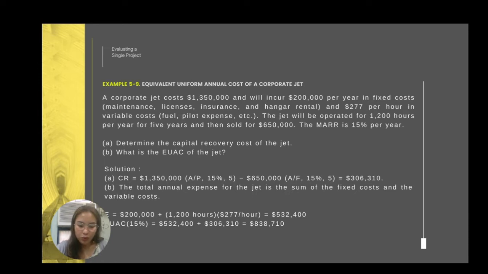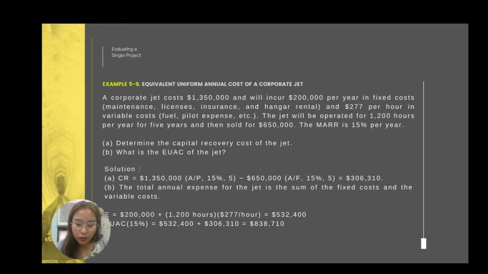Now, we have here an example about the equivalent uniform annual cost of a corporate jet. A corporate jet costs $1,350,000 and will incur $200,000 per year in fixed costs: maintenance, licenses, insurance, and hangar rental.